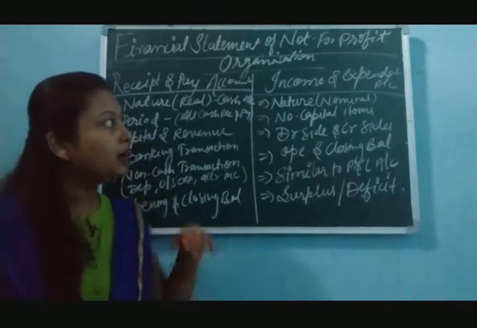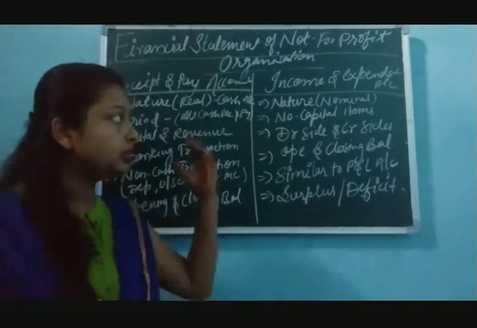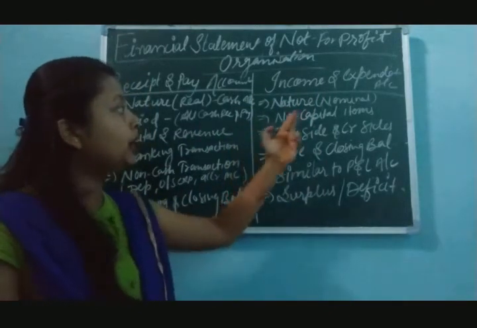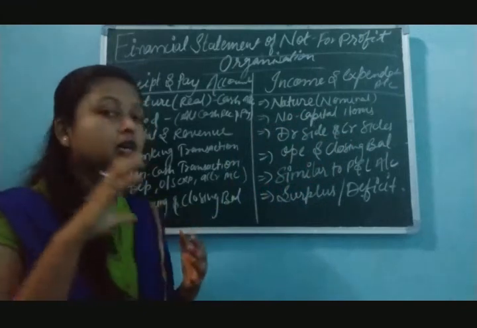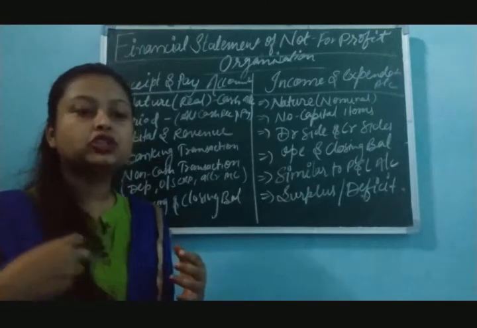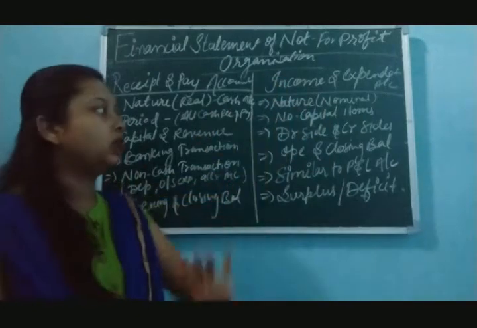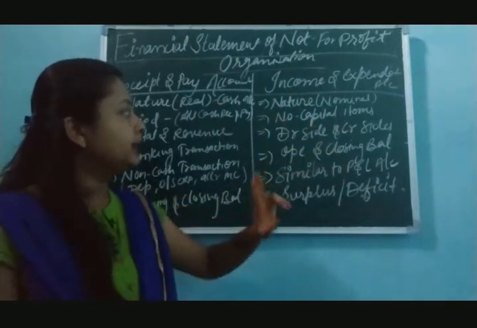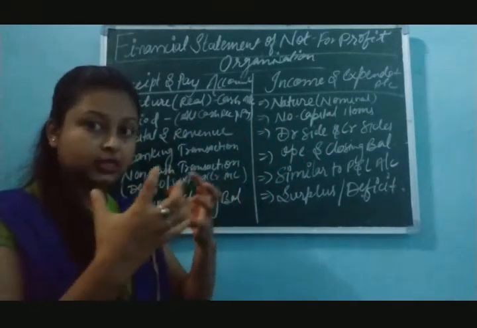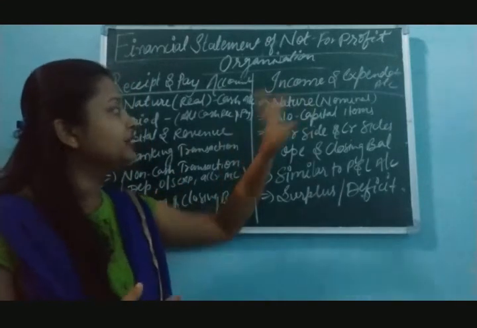Now coming to the next account, that is income and expenditure account. What all things we have to record in income and expenditure account? The nature of income and expenditure account is nominal. No capital items. It means all those capital items, like machinery purchased or building purchased, we are not going to record in the income and expenditure account. Debit side and credit side: in the debit side, all kinds of expenses, the expenditure things, we are going to write down. On the credit side, all kinds of income we are going to mention in the income and expenditure account.